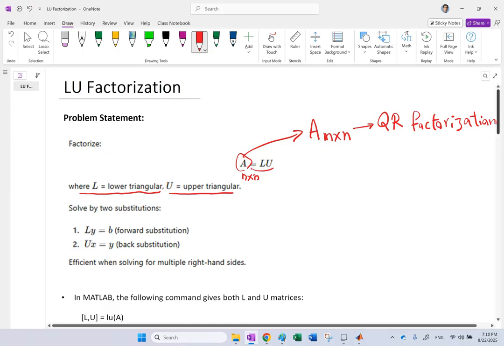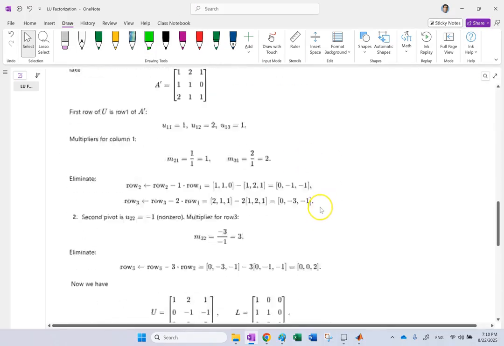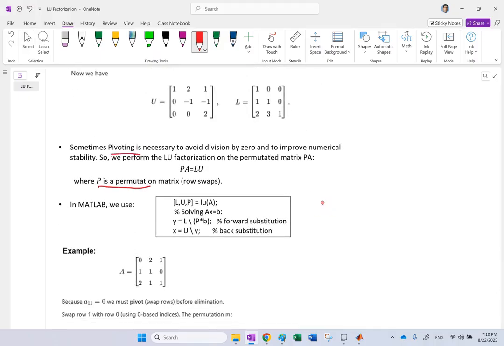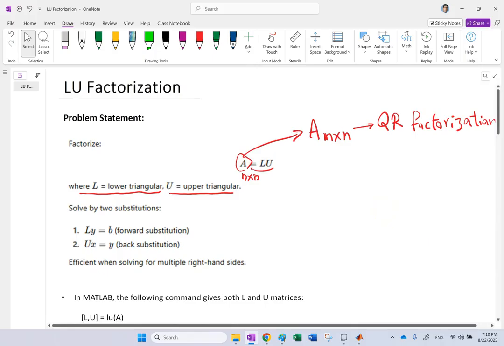Can I always write A as a product of a lower and an upper triangular matrix? The answer is yes, but sometimes we need to do something called pivoting, and I'm going to show you that. Okay, so we need the permutation matrix, and in that case, instead of writing A as L times U, we write this permutation matrix P times A equals L times U. Okay, so if we do the permutation and do the pivoting, then yes, this decomposition always exists. Okay, so these are the first two questions.